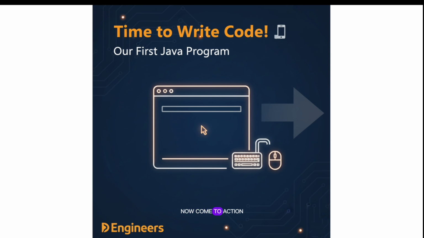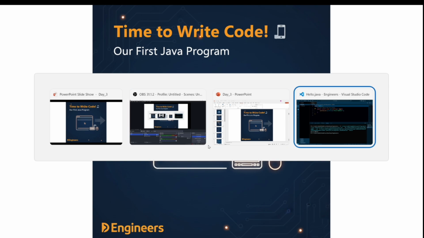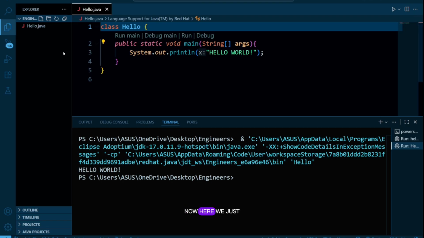Now come for action. Here is our first Java program, that one is Hello World. Here we just take a folder named engineers. This is our VS Code platform. If you don't have VS Code, I will upload a video on how to set up VS Code as soon as possible. So if you don't have it, you can use the online compiler of Java.